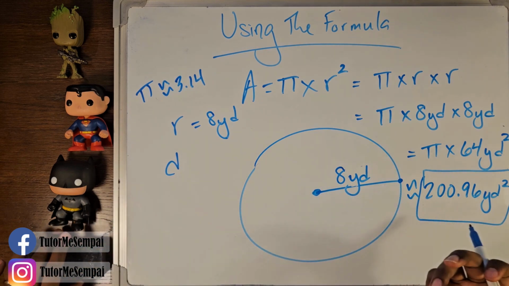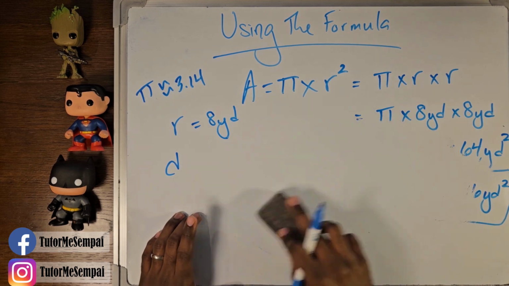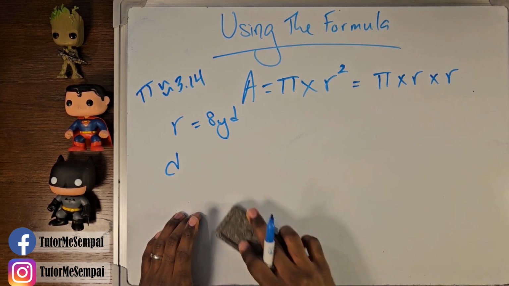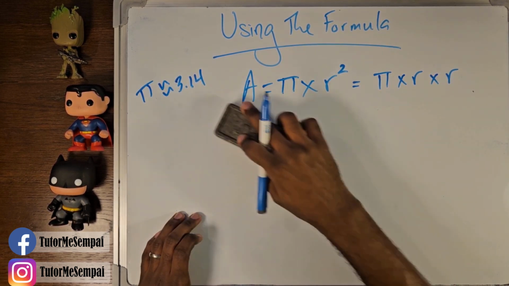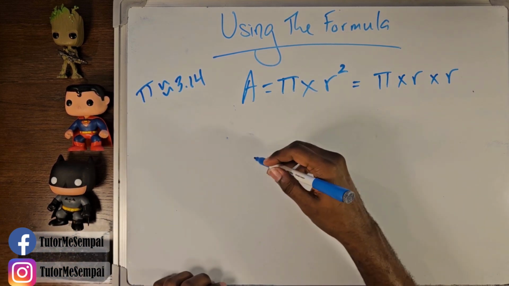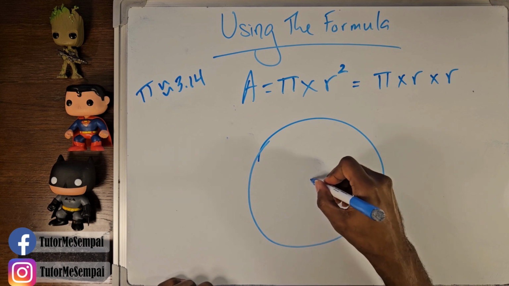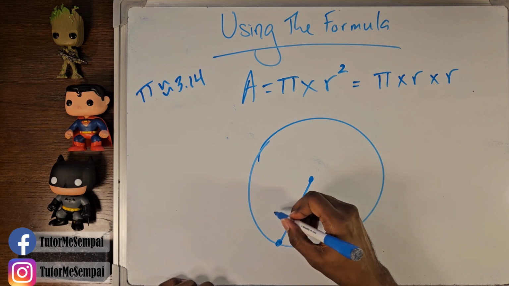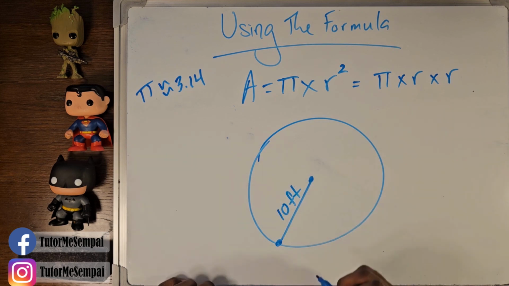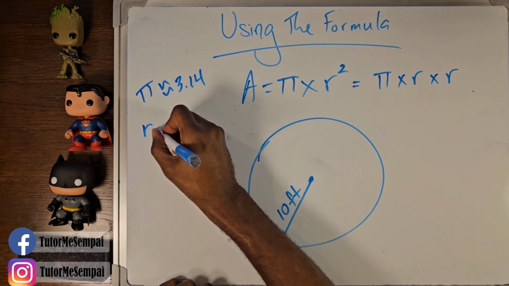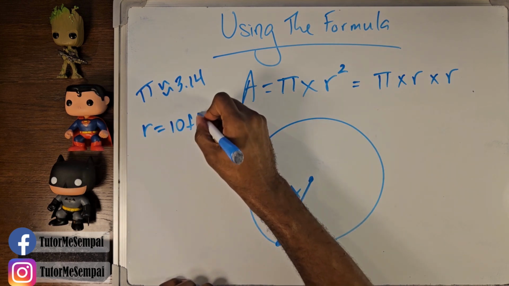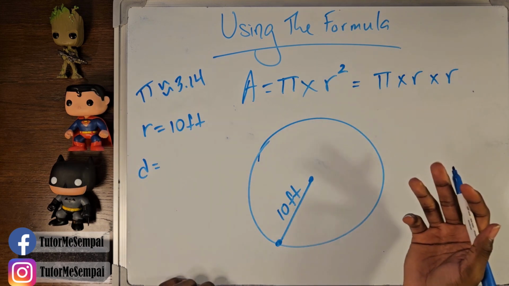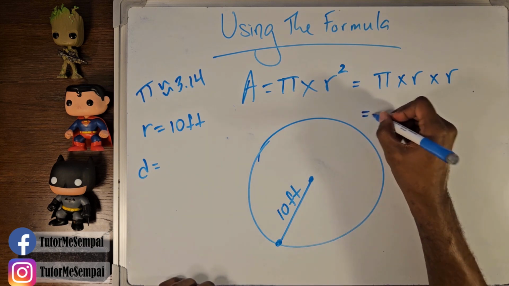So let's say we have a different radius. So we had 8 yards for that one. Let's say our radius looks a little bit different. What would we do? Well, let's say we have a circle and the radius is going to be over here this time. And the radius is, let's say, 10 feet. So we have our R is going to be 10 feet. We still don't know what our diameter is for this, but that's not necessary because we have what we need.